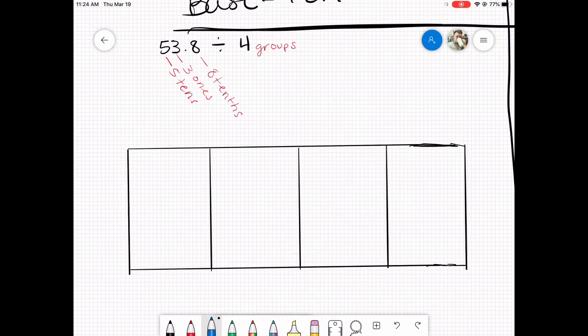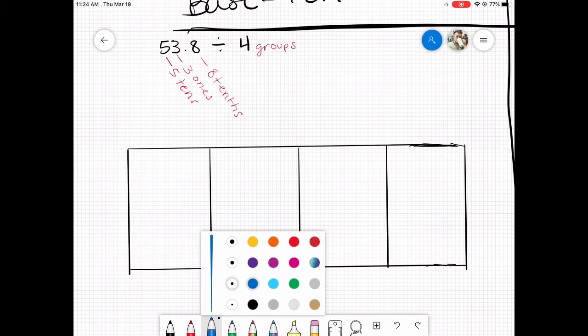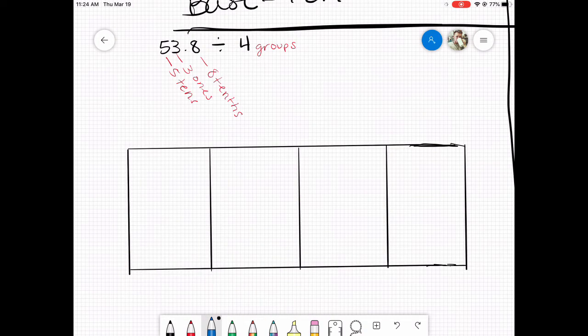So we've seen this base 10 method. We've seen it with the blocks. Didn't want to draw the blocks out. So here is what we're going to do. We have 4 groups. We're going to put 1 ten into each group, leaving effectively 1 ten left over. We're going to break that ten up into 10 ones.